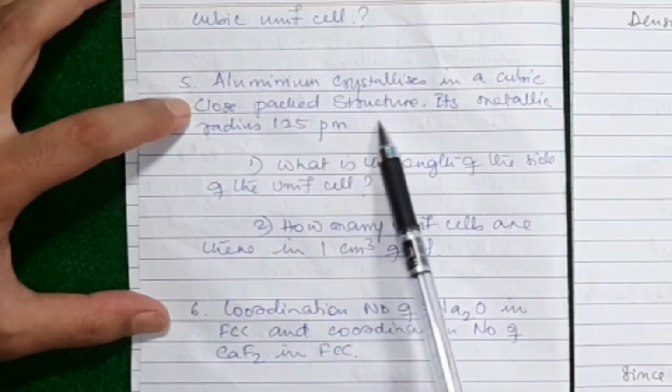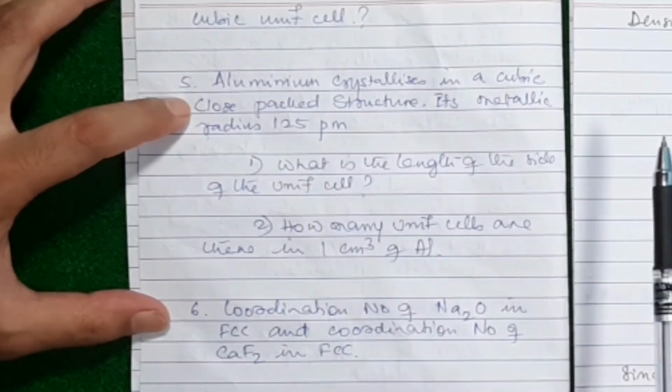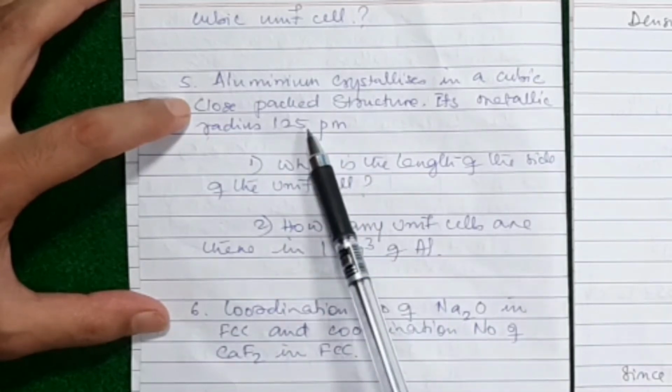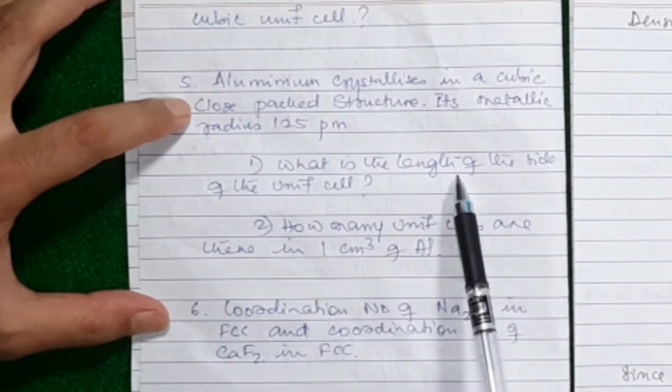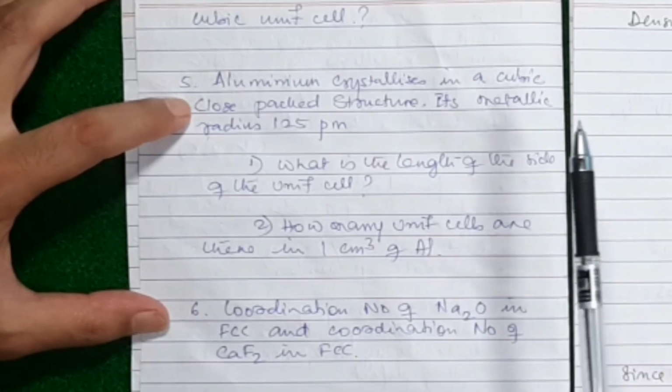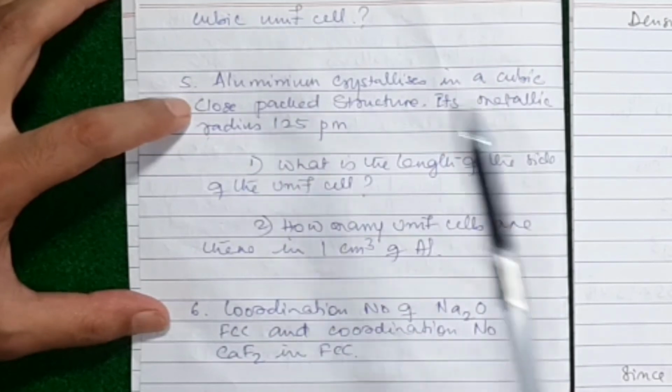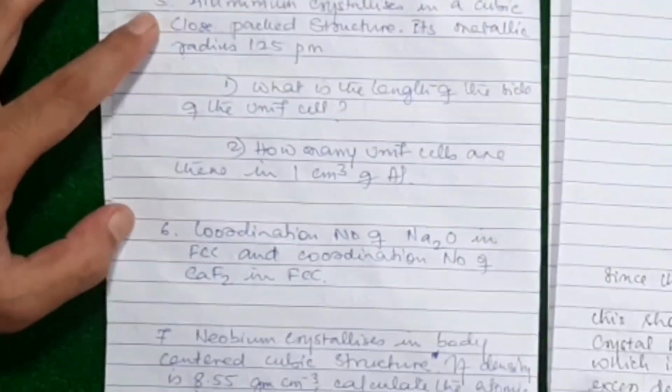The metallic radius, R, of the aluminium atom is given as 125 pm. Now what are we supposed to find? Find the length of the side of the unit cell. That means R is given and the edge length has to be calculated. So it's a simple case of finding a from R. But for that you require the type of lattice, and it's given, it's FCC. So that's how I start.